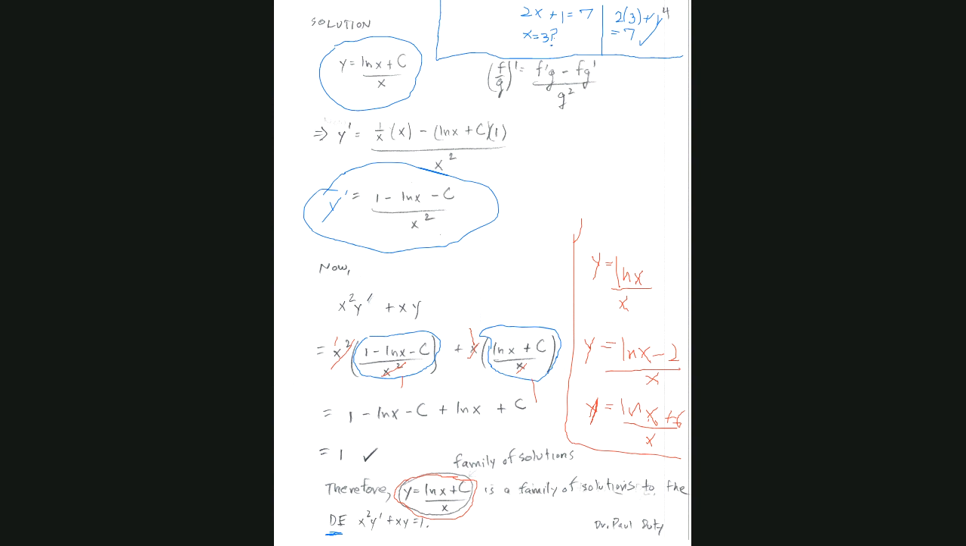So a family of solutions is, well, I have to be a little bit careful here. A family of solutions is usually all the solutions possible. Okay, it's usually all the solutions possible.